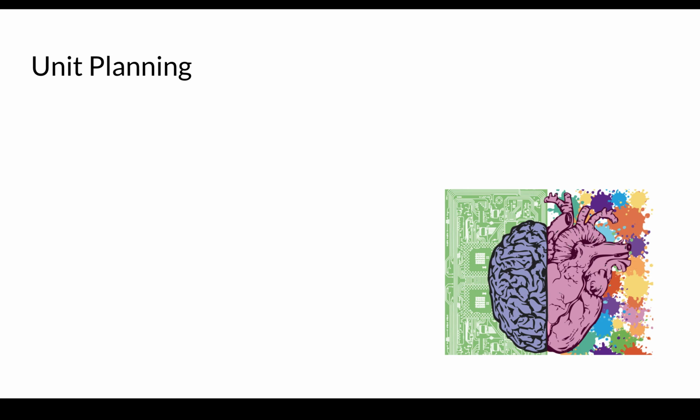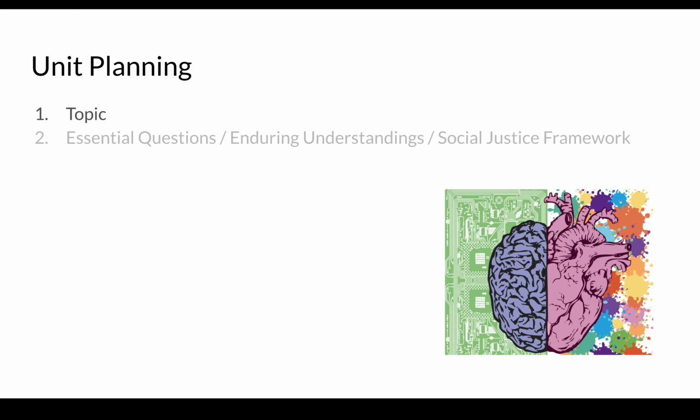Adapting from Understanding by Design's backwards planning model, I start with a topic at hand. This might be standards-driven, or it could start from an interdisciplinary or community-based issue. Then I move into the big picture for the unit. What are the driving essential questions? What enduring understandings do I want my students to remember 10 years down the line? What is the framework and narrative of social justice, ethnic studies, and equity here?